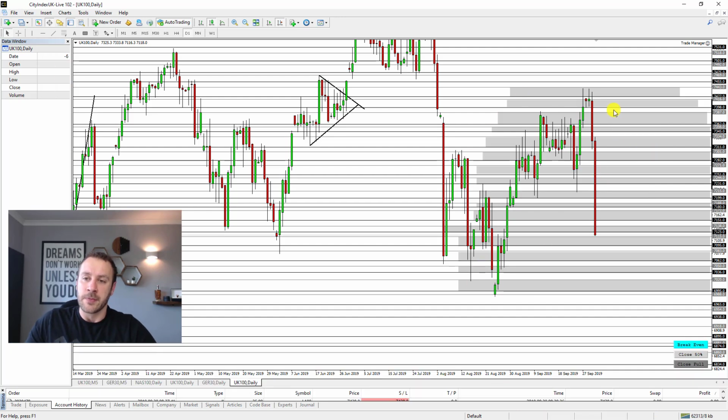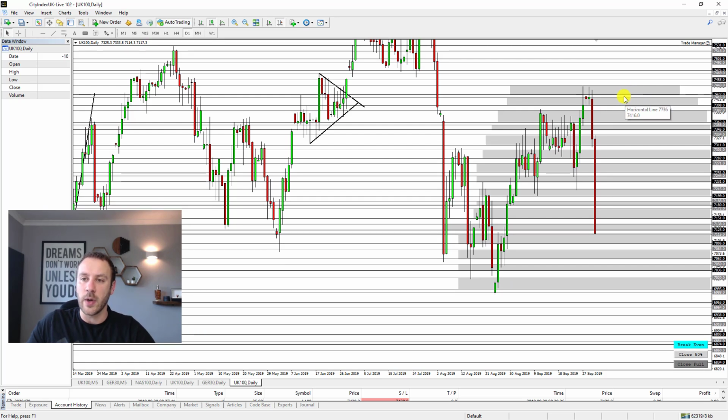First thing is, when it comes to support and resistance, if you're a complete beginner and you don't know how to plot support and resistance, I will link to a beginner video at the top of this screen, which will show you how to identify and plot general support and resistance.